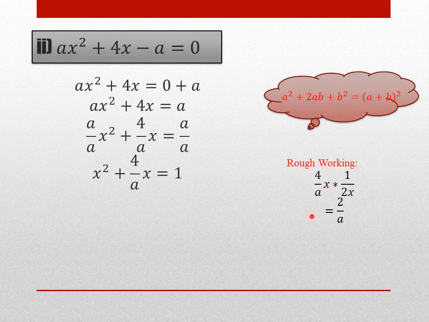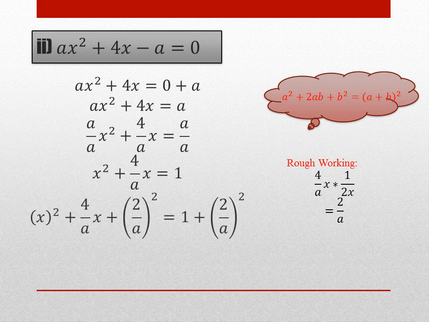again we will take the half of this term, 4x by a, multiplying with 1 by 2x, cancelling x with x, 2 with 4, we will get 2 by a. So 2 by a is our term for b. So in this whole formula, where we are having b, we will place 2 by a. I have written x whole square plus 4x over a plus 2 by a whole square equals to 1 plus 2 by a whole square.